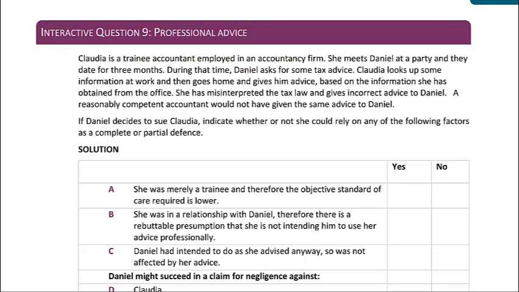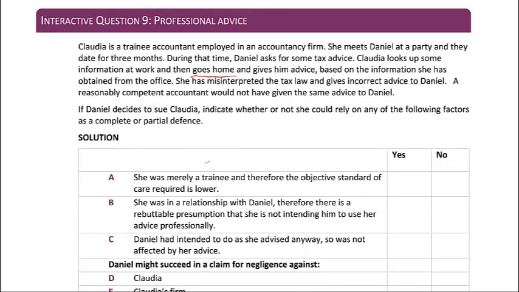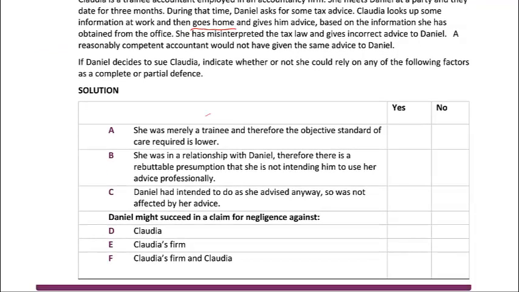Now, to wrap up this chapter, I have a question there for you to have a go at. Pause the recording and have a go. Okay, so you're ready to go. Claudia then is a trainee accountant. She meets Daniel at a party and they date for 3 months. That's nice. During that time, Daniel asks for some tax advice. Claudia looks up some information at work, but goes home and gives him advice based on that information. She's got it wrong. She gives Daniel incorrect information. A reasonably competent accountant wouldn't have given him that advice. So if Daniel decides to sue, what is the situation?